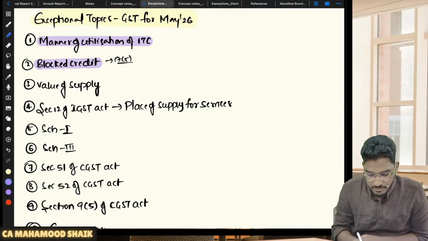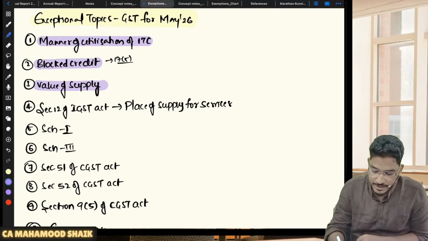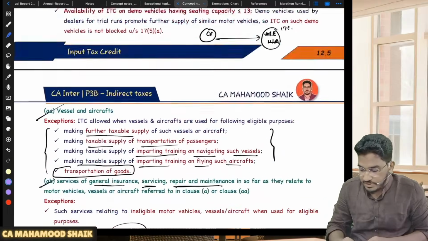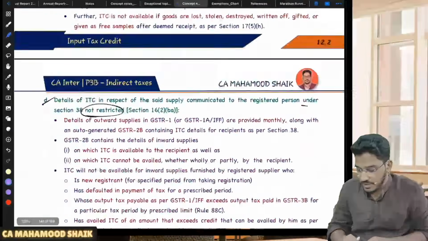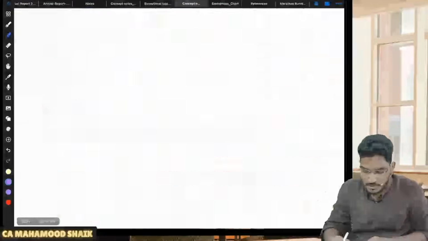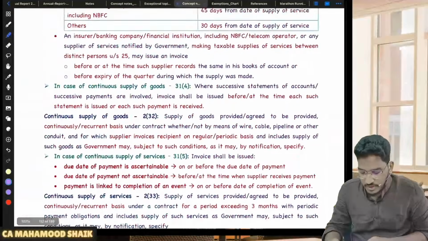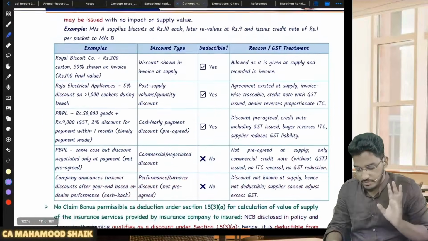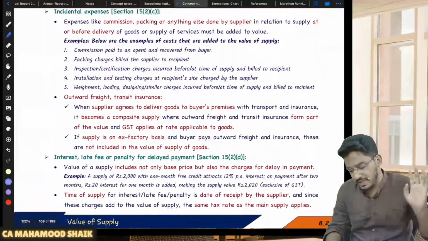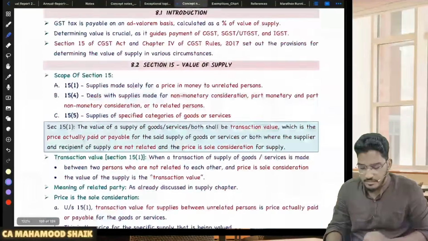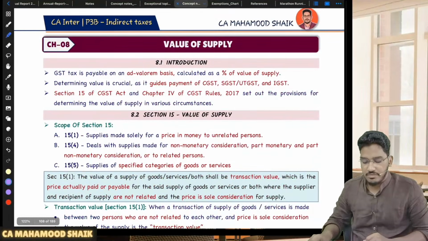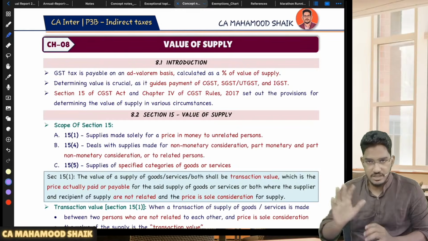Now we will come to the next important aspect, which is value of supply. As you all are aware, without a question from the value of supply chapter, there will not be a question paper at all. So let us try to do that value of supply chapter. Since it is a very small chapter, I am not going to be choosy here. I will try to explain everything. I will try to cover every important aspect from this chapter, because the discussion itself is very, very limited.